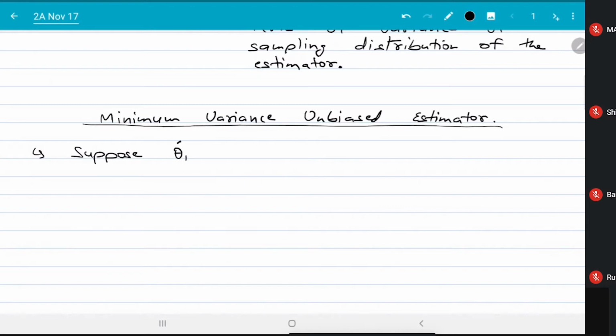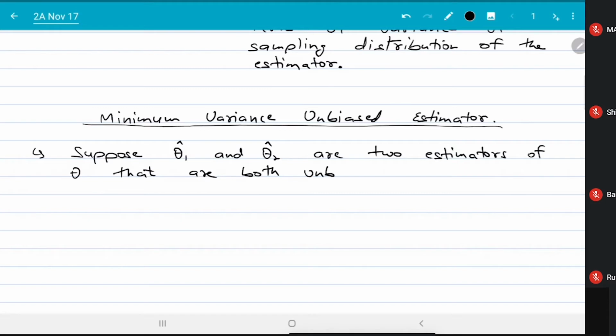Suppose theta 1 hat and theta 2 hat are two estimators of some population parameter theta, and they're both unbiased. Okay, so we can compare this with the example that I just gave. Let's say this theta is the population mean, theta 1 hat is the sample mean, and theta 2 hat is the sample median.